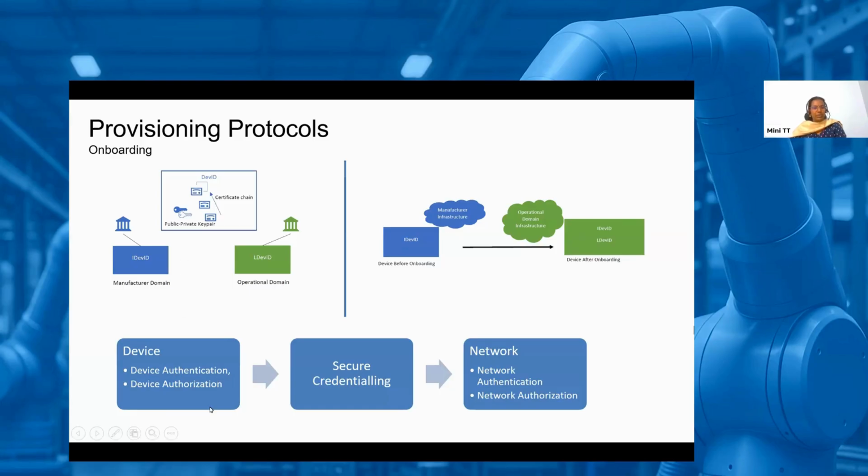So what happens in the process is, you will have device authentication and device authorization. You have secure credentialing. That is where you get an LDevID. And then there is network authentication and network authorization that happen from the device side. After all this is done, you will get identities in the local domain. Typically, the device generates a certificate signing request, CSR, and then gives it to the local CA. The CA will sign it and return it. You got a local certificate.